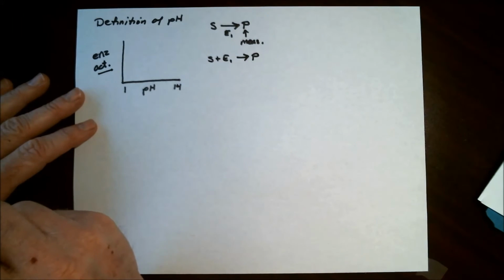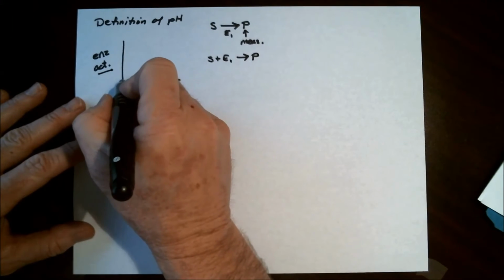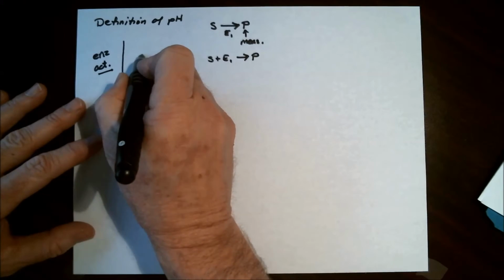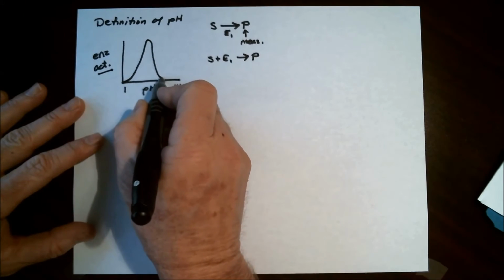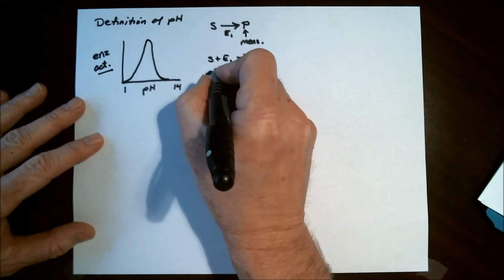Now, if we do this at varying pHs, what we find out is that enzymes will have what's called a pH optimum.